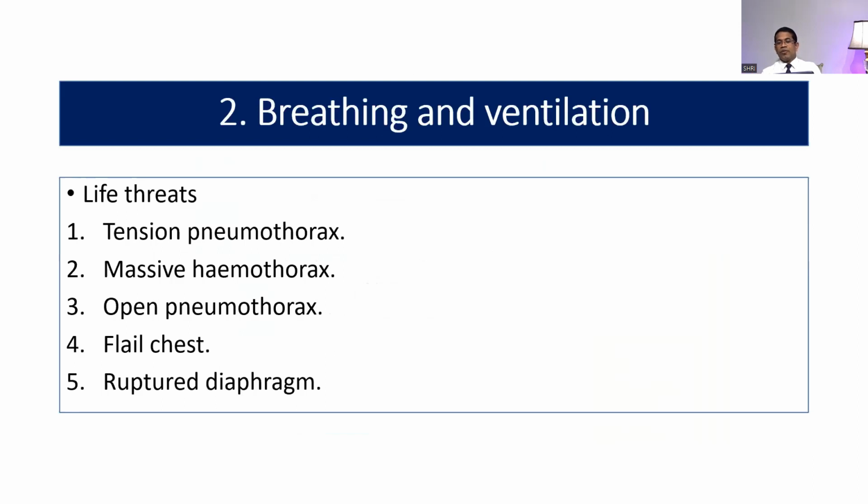In breathing, you usually identify whether the patient is having any problem in the chest. I included these 5 in the breathing part: you identify whether the patient has a tension pneumothorax, massive hemothorax, open pneumothorax, flail chest, or ruptured diaphragm. But when you consider the chest, pericardial effusion or cardiac tamponade also comes into play.